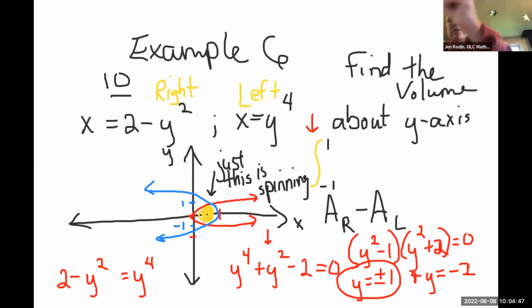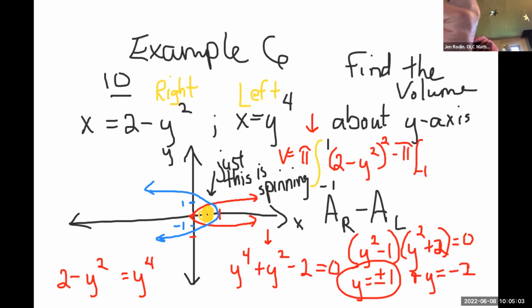And then the volume is going to be pi times the right-hand curve squared minus the left-hand curve squared. So that will be to the 8th. Forgot my dy there. And that should work. The answer to this one is 248 pi over 45.